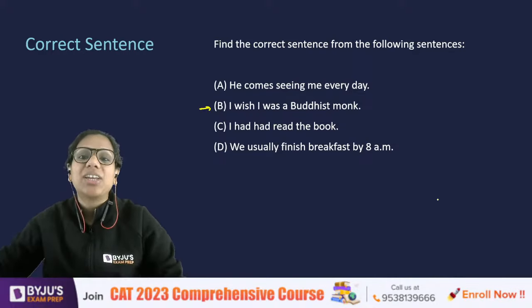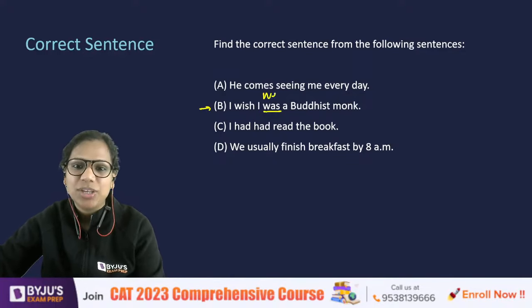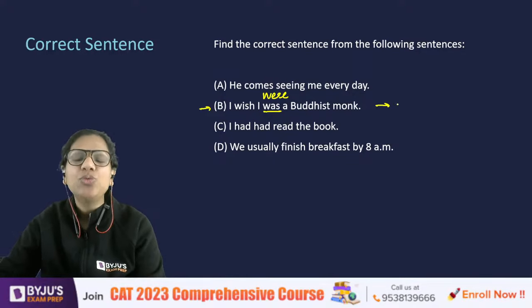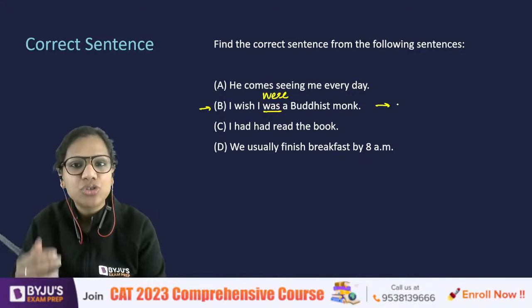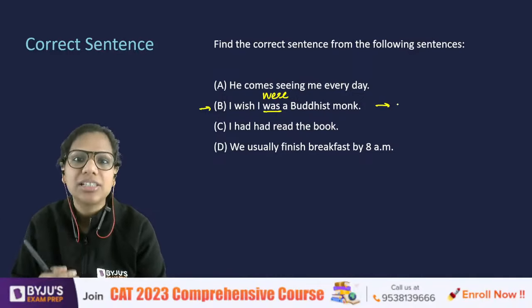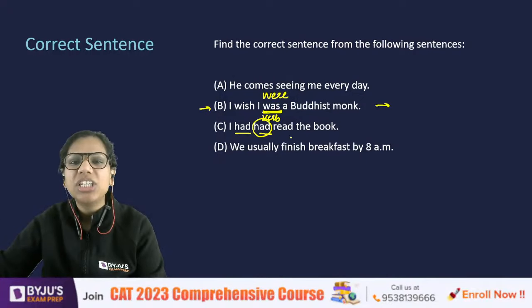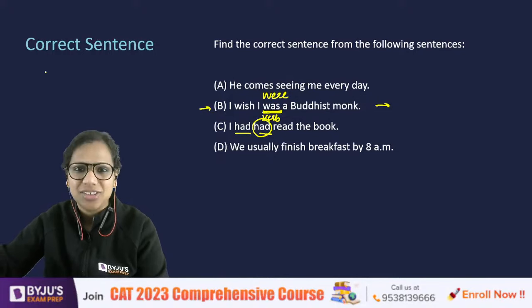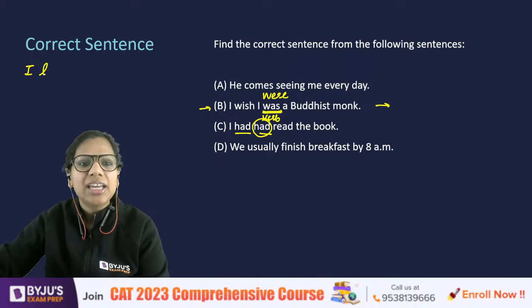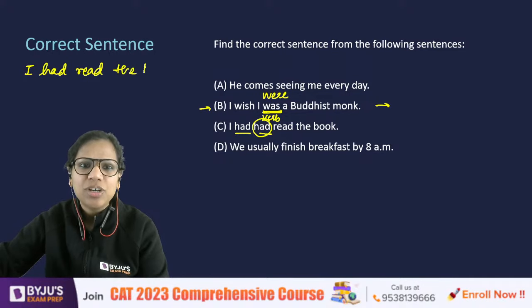It should be "I wish I were." So when you wish something that is not actually true, it's a hypothetical, said the book. There's no need for this double "had" here. So "I had read the book," and moreover, I need to provide a context to this.